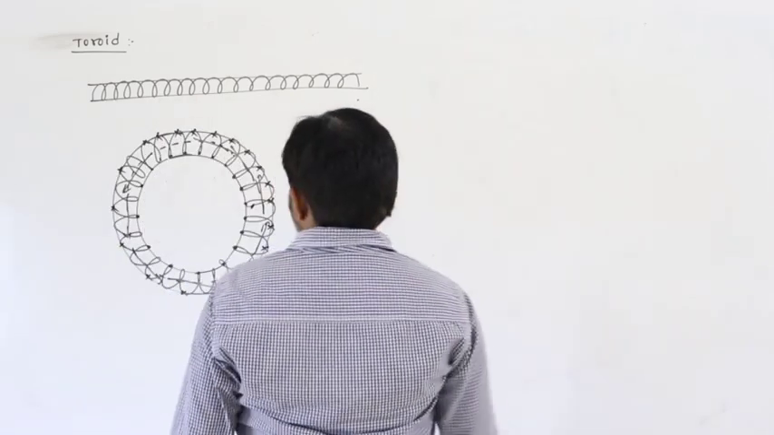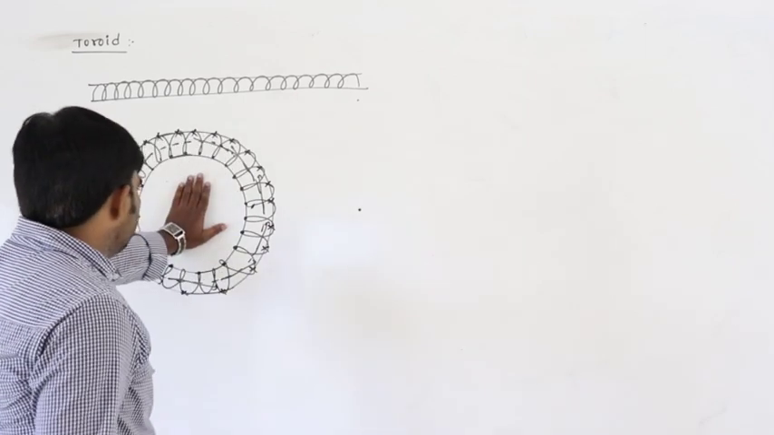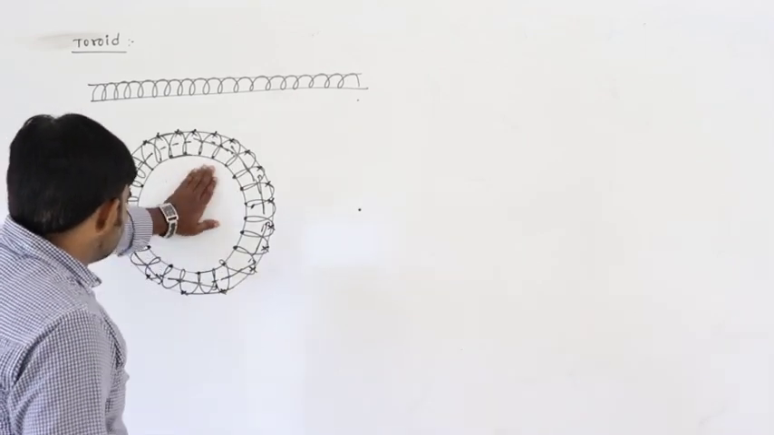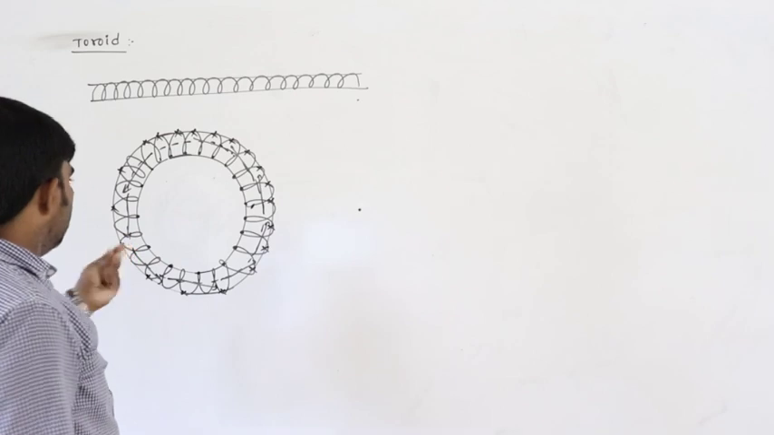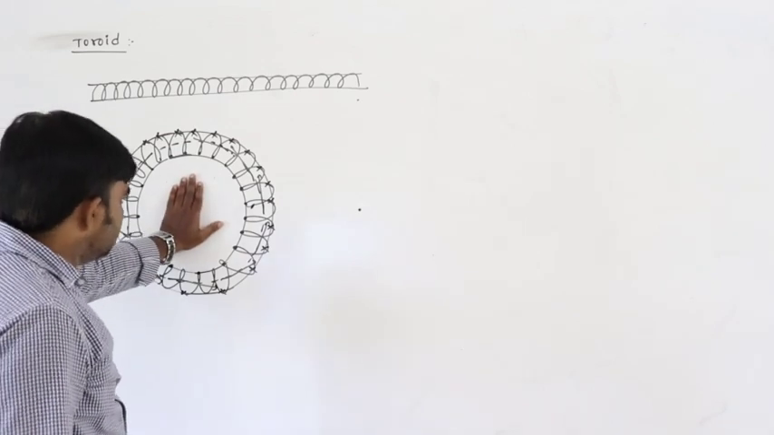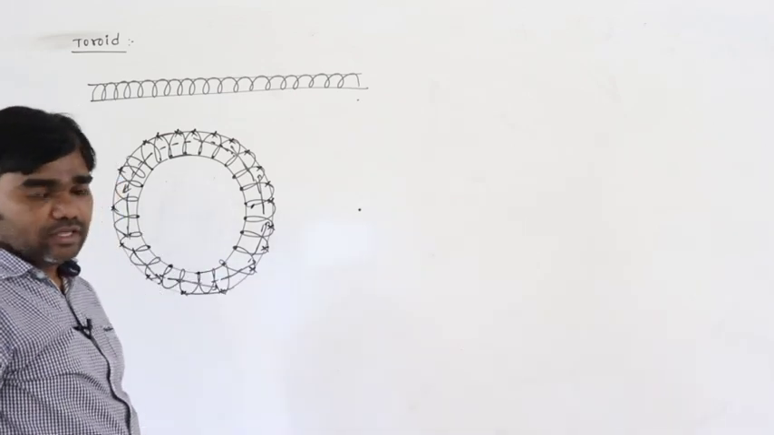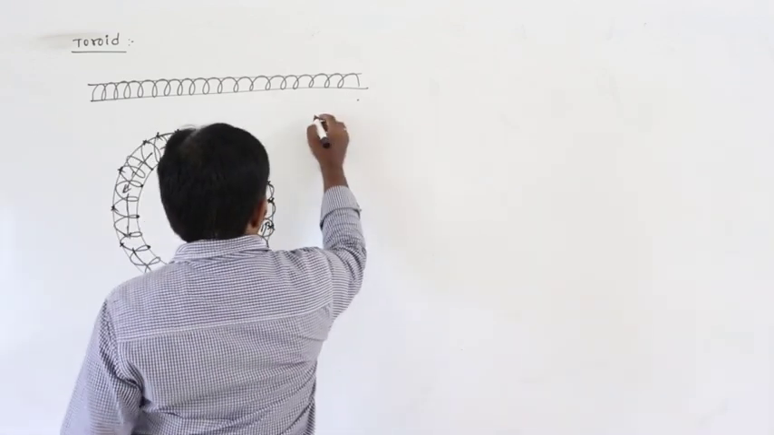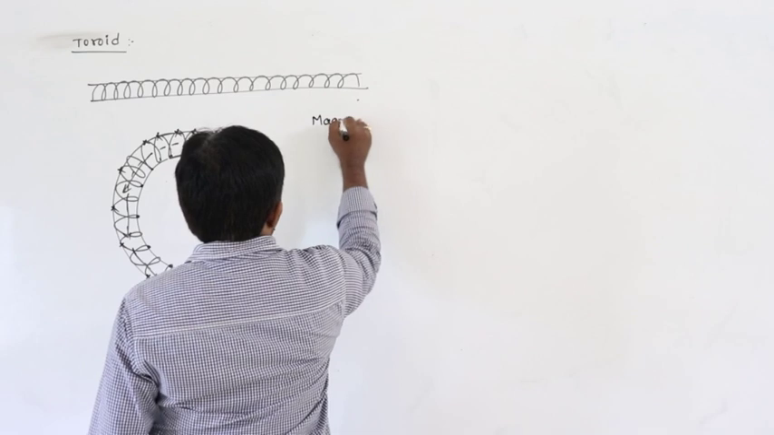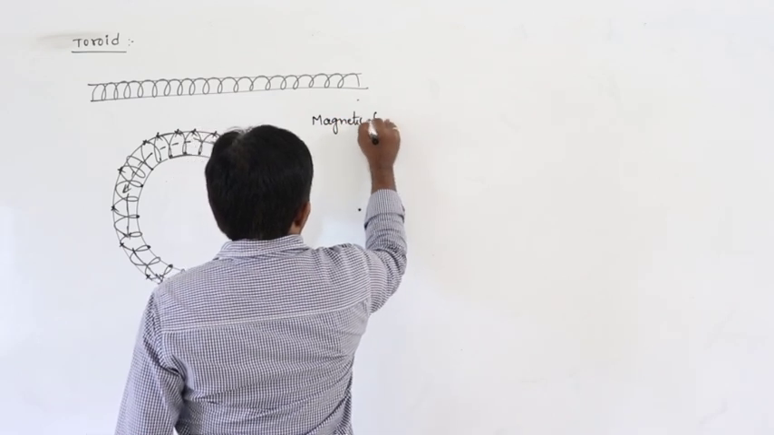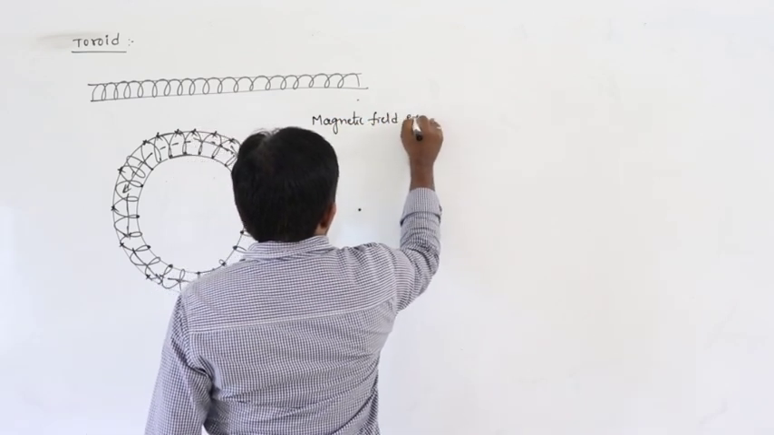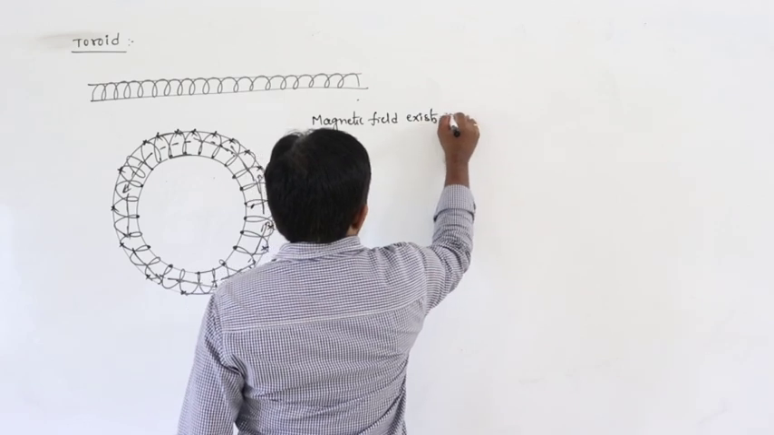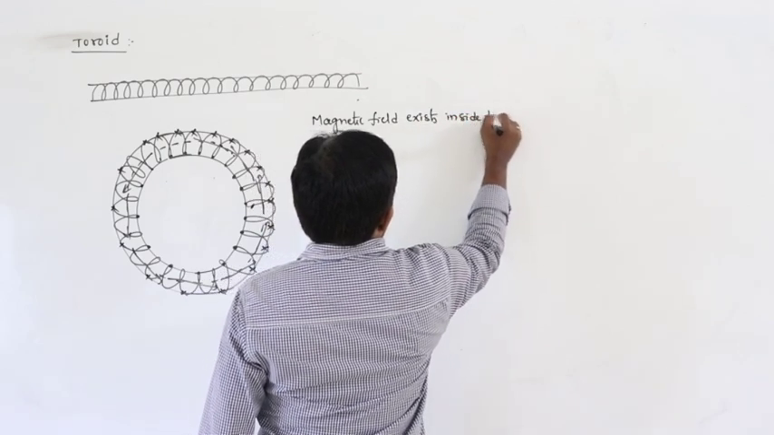So now what is the magnetic field associated with this toroid? We can calculate it inside and outside. The magnetic field exists inside and outside. So first, the magnetic field inside the toroid. What is the magnetic field that exists inside the toroid?